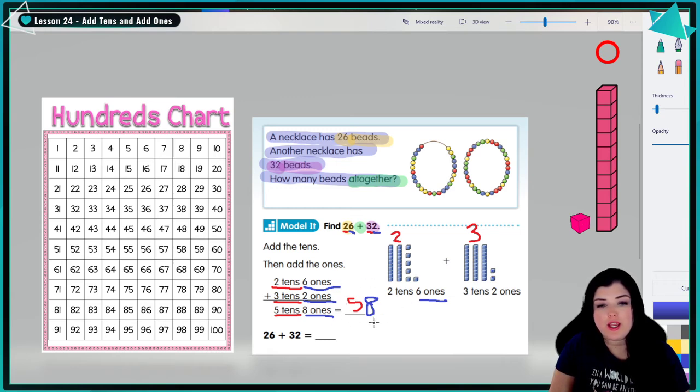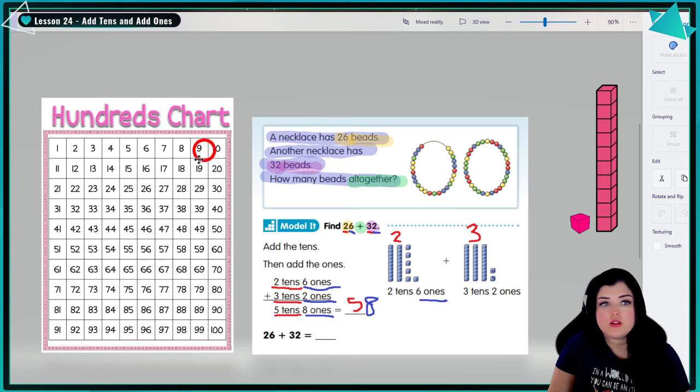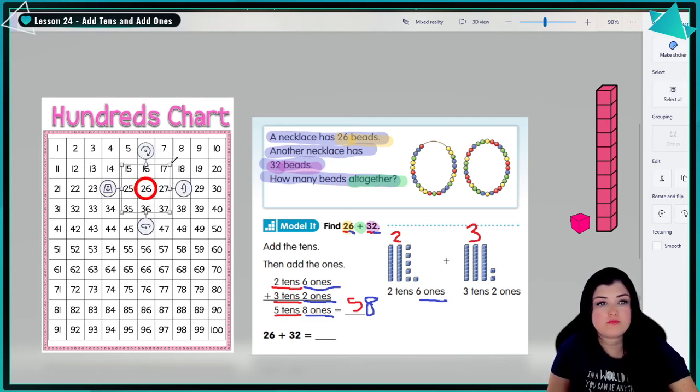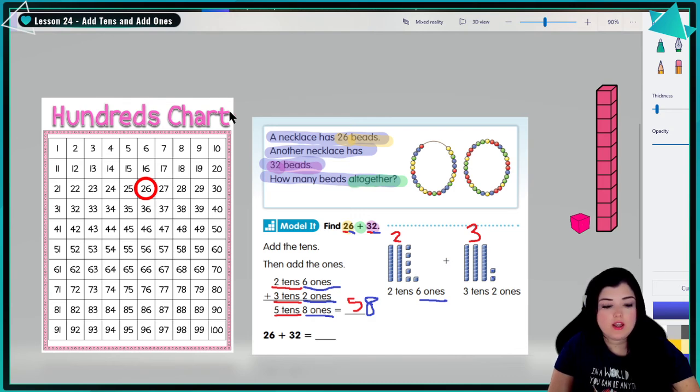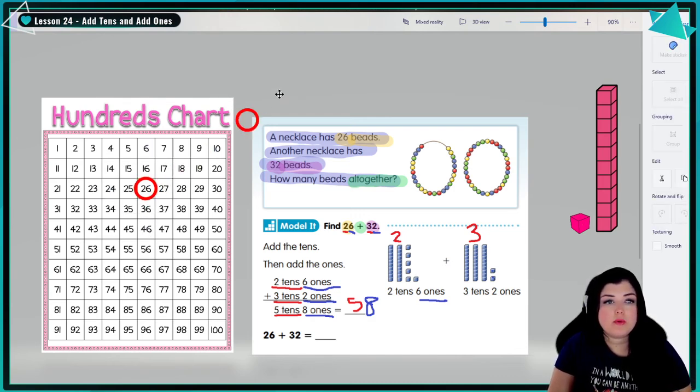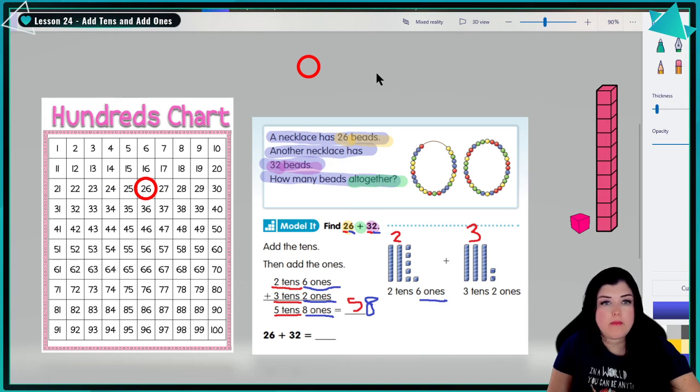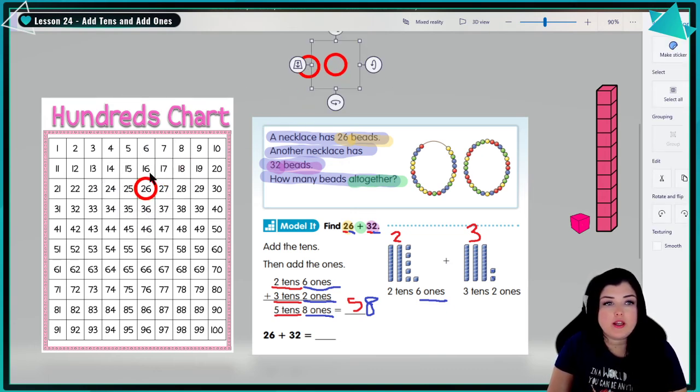58. You are right. And another way to solve this is by using our hundreds chart. So I'm going to start with one part, and I know that one part is 26. So I'm going to look for the 26 and put my circle on it. Then I'm going to add my group of tens to my tens in this number.